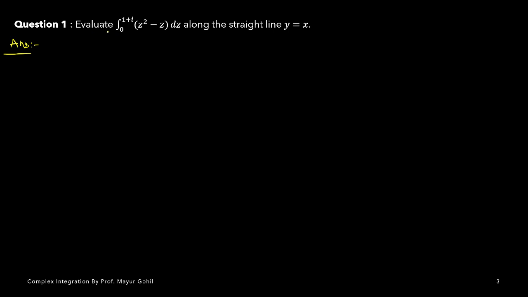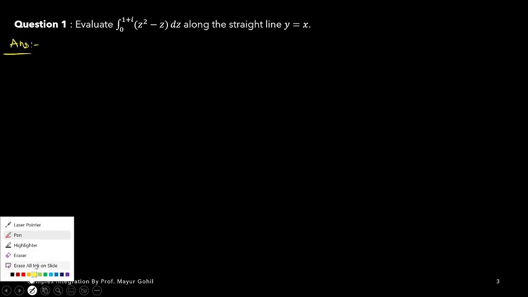It says evaluate the integral from 0 to 1 plus i of z squared minus z dz along the straight line y equals x. Now, in order to solve this integral, there are steps that we need to follow. We cannot haphazardly start over here. So first thing, you have to focus upon the limits over here. So let me write down the step here.